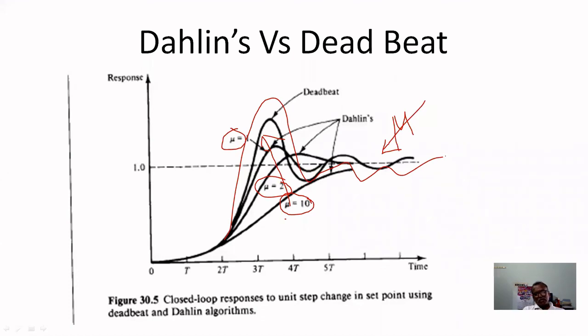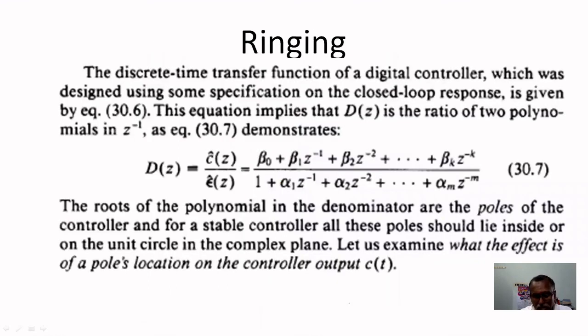How much faster a response do we want? How much should we reduce the oscillations? How much should we reduce the overshoot? Based on that, we have to select mu. So mu is the design parameter, and based on that, we will get a better response. Then ringing.